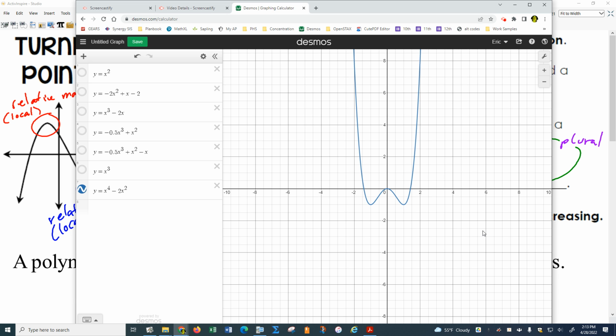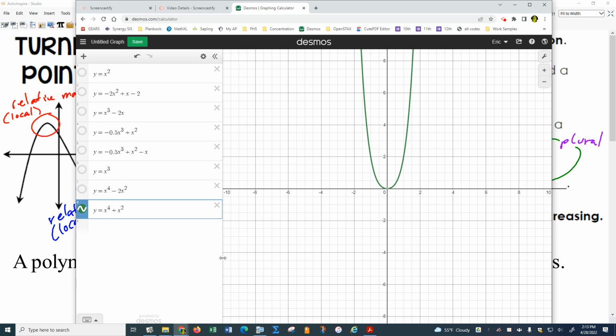Okay, how many turning points does that have? 3. Now I can make one that doesn't have 3. The green one only, whoops, the green one only has 1, right? But what do you think? What do you think the maximum number of turning points a quartic can have is?